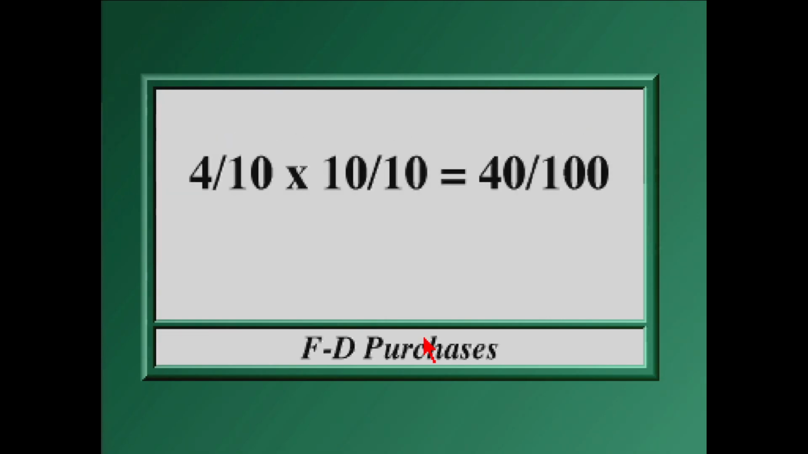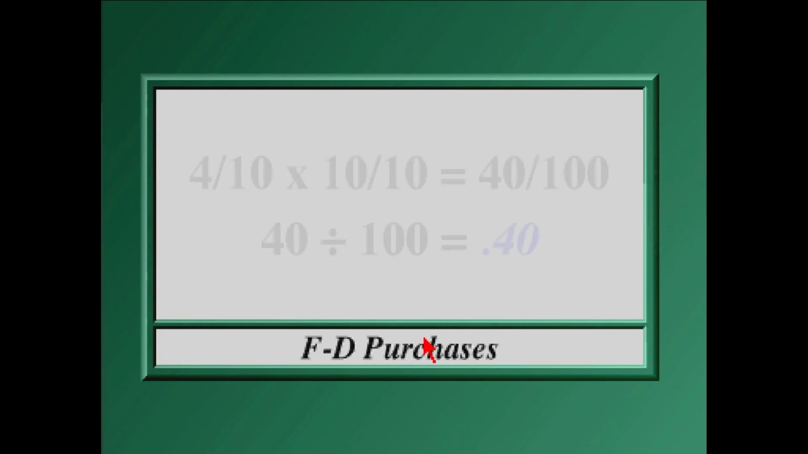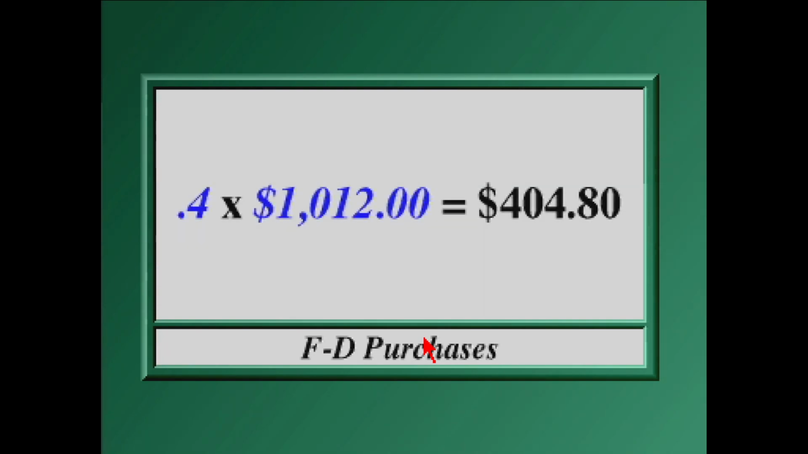To convert 4/10 into a decimal, Joyce multiplied both terms of the fraction by 10, resulting in 40 hundredths. Next, she must divide 100 into 40 and extend the division out until a zero resulted. Multiplying 0.4 times $1,012 left $404.80 to apply to the coat purchase.